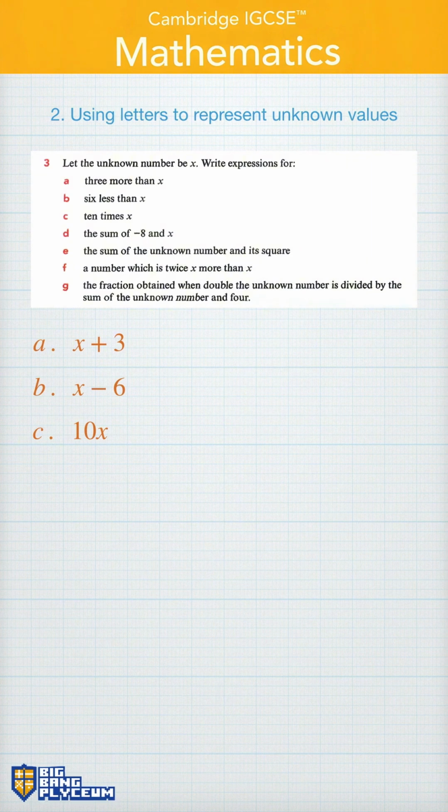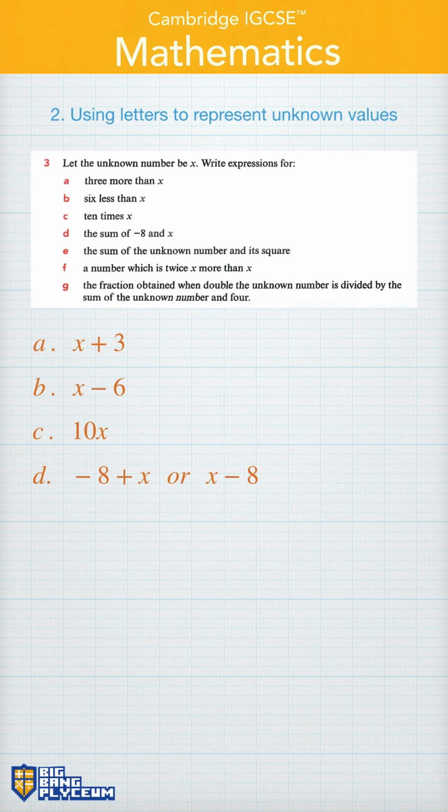And now let's take a look at d. The sum of negative 8 and x, which is also an addition case. But apart from writing it as negative 8 plus x, you can also switch the two terms, okay? And you can also write it as x minus 8, which is also correct.